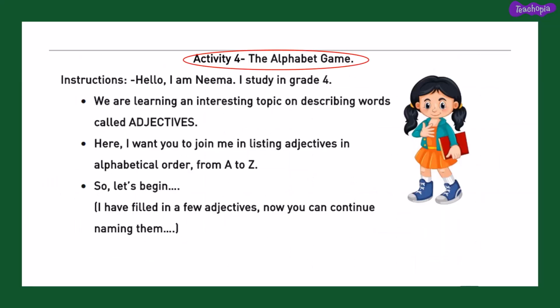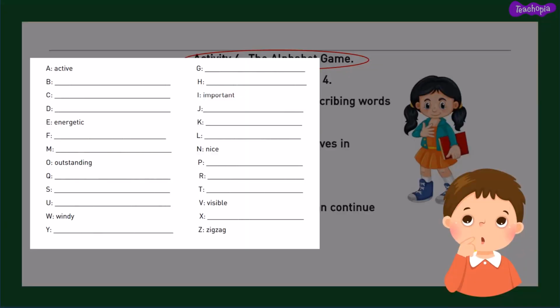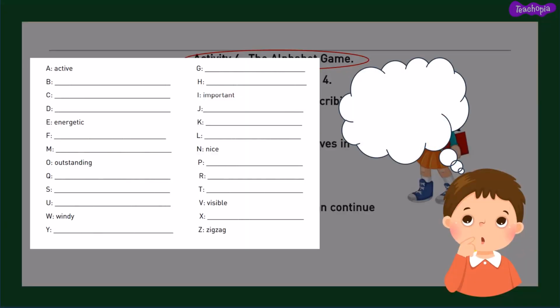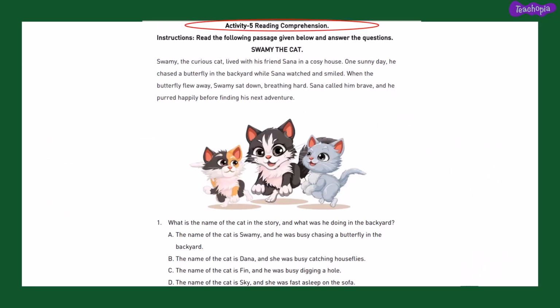Activity 4, the alphabet game. Here, learners need to think about adjectives that start with different letters of the alphabet. Some are already given, while they can fill in others. Activity 5 is a reading comprehension activity.